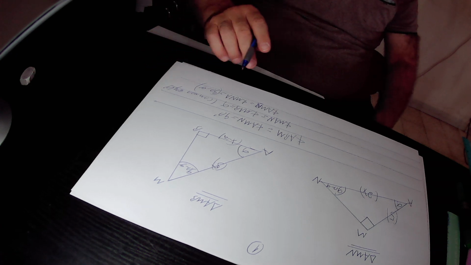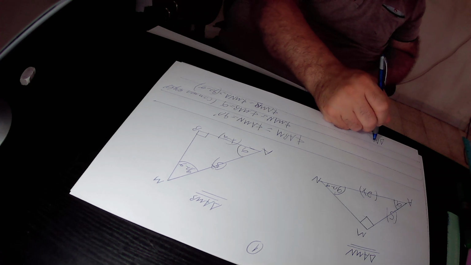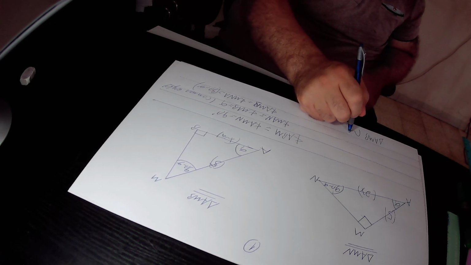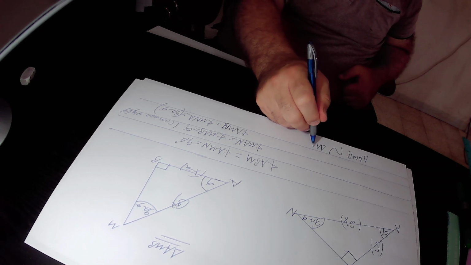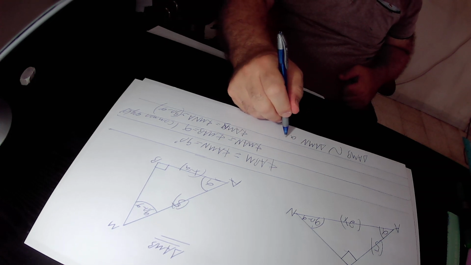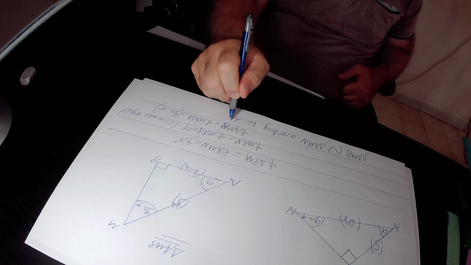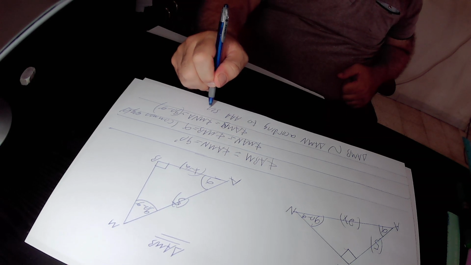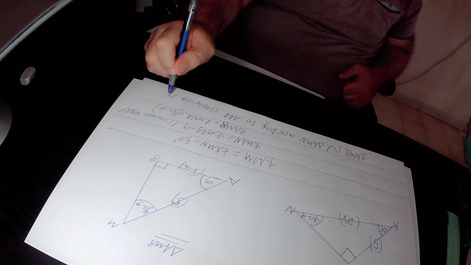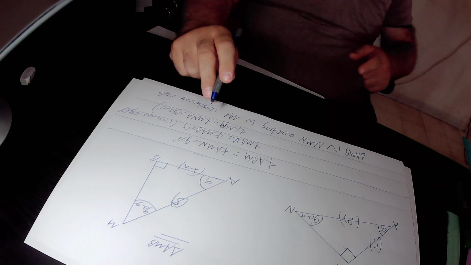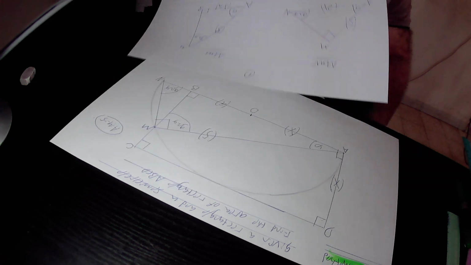So I write it down. We proved that this right triangle AMB is similar to the right triangle AMN according to the angle similarity rule. And from the fact that those two right triangles are similar to each other, we derive that the following relationship exists between their sides.